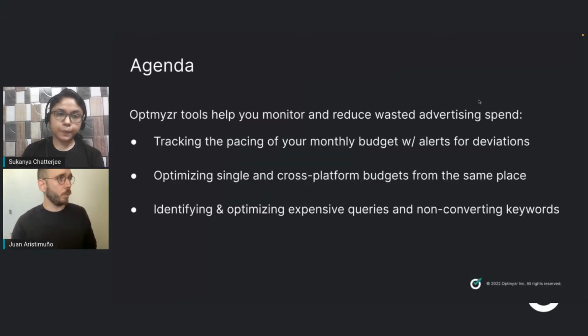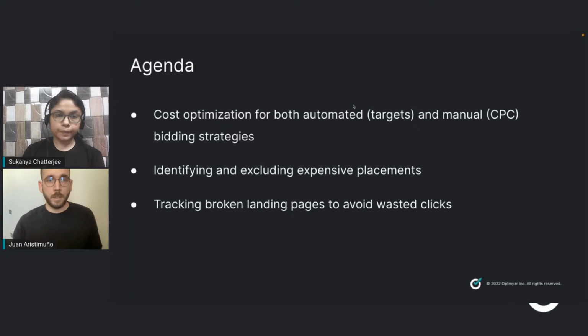So, we're going to learn how to keep track of your monthly budget pacing with alerts for deviations, optimize single and cross platform budgets from the same place, identify and optimize expensive queries and non converting keywords, optimize cost for automated targets and manual CPC bidding strategies, and identify and exclude expensive placements, and track down landing pages to avoid wasted clicks.